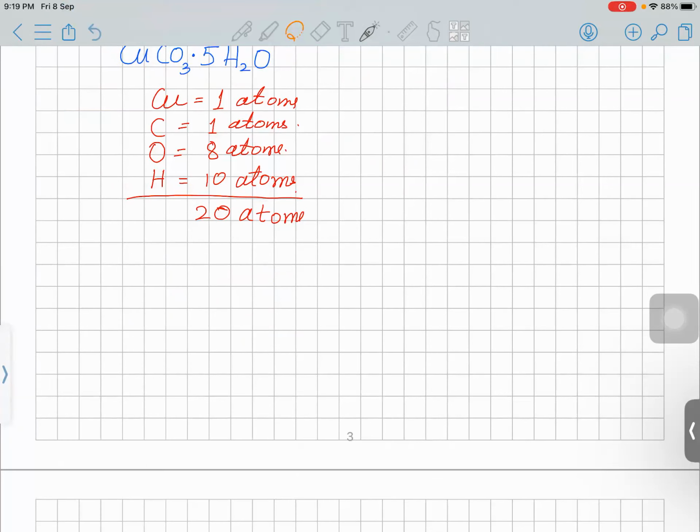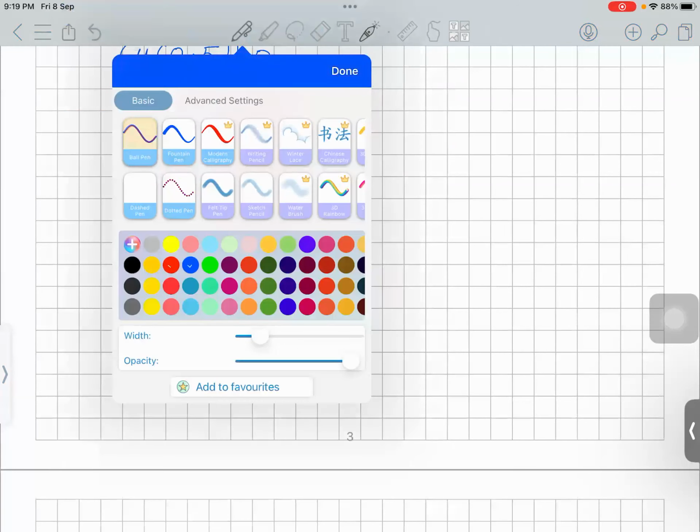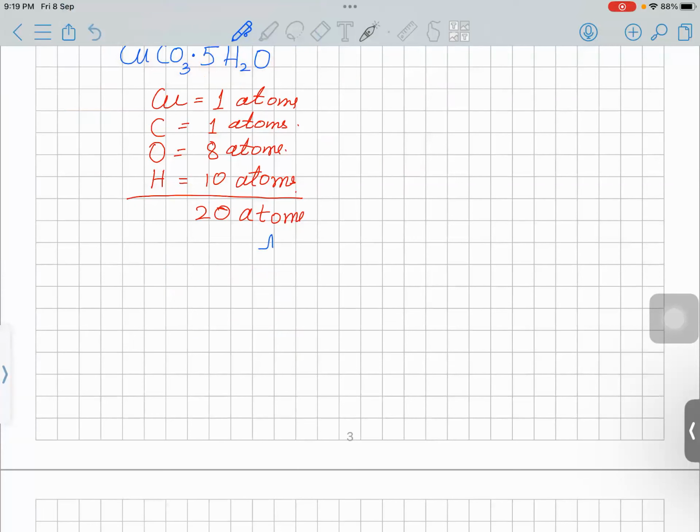So next is empirical formula. Next topic is empirical formula. Do you know anything about the empirical formula? Sir, is it like a different type of formula? Because the imperial method is different, I think.